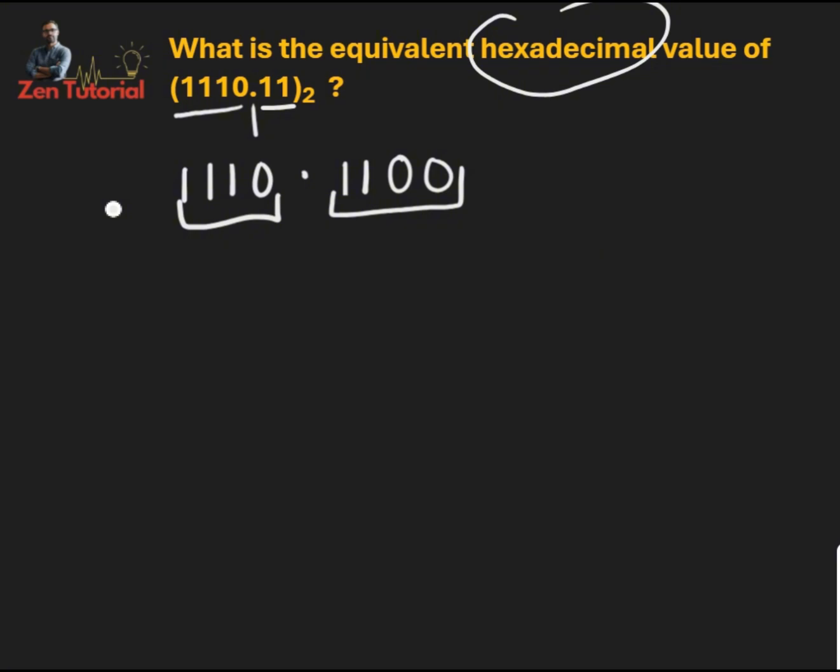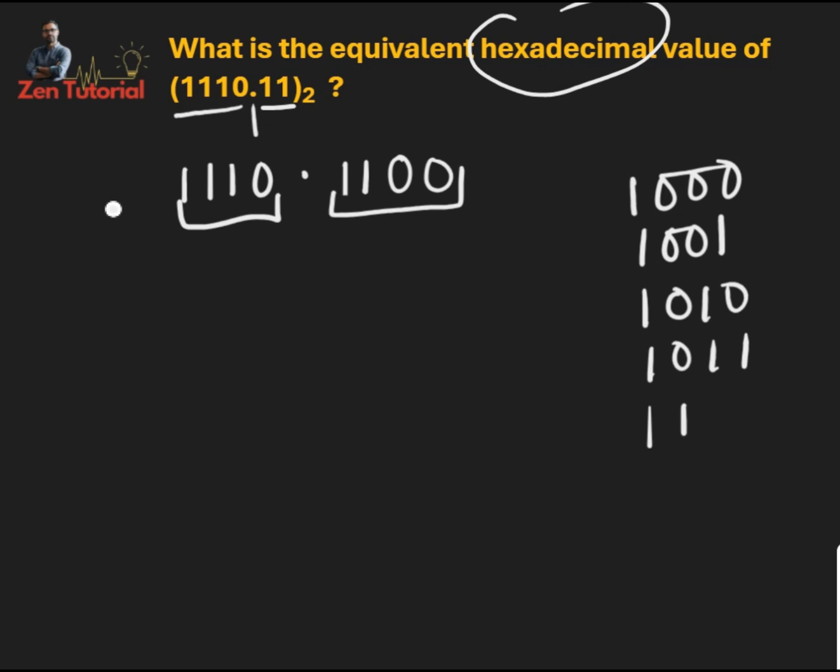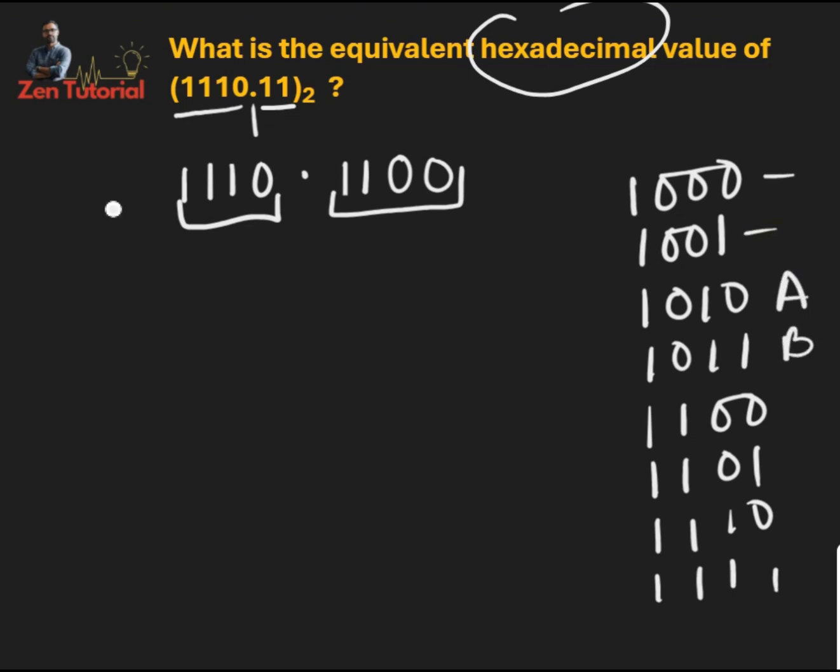So hexadecimal 1000, 1001, 1010, 1011, 1100, 1101, 1110 and 1111. So this is 8, 9, and this is 10 means A in hexadecimal, B, C, D, E, and F. So 1100 means C.